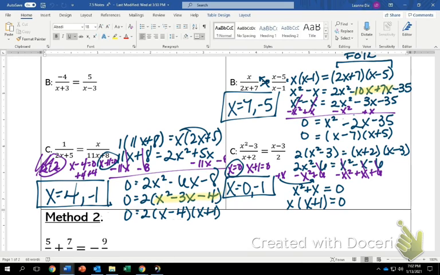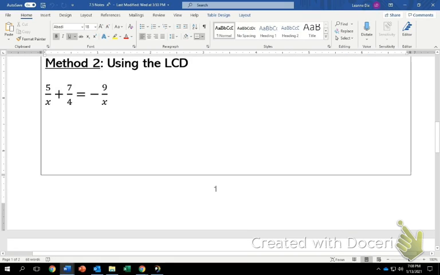All right, so I just wanted to make sure that we saw that so we're not freaking out. So what if you don't have one fraction equaling one fraction? What if you have more than that? And that is when you have to use the method of using your LCD.